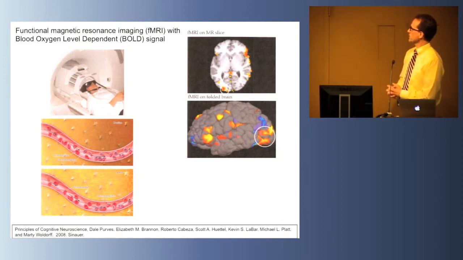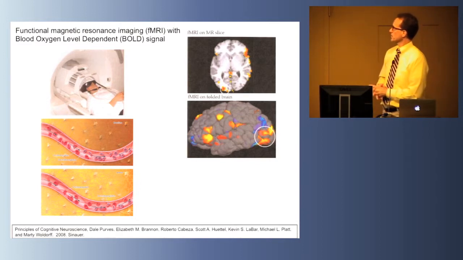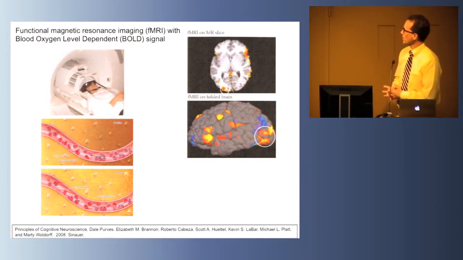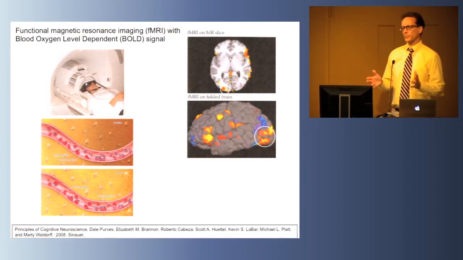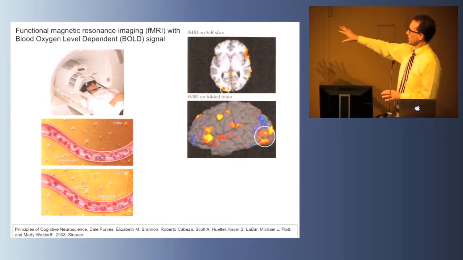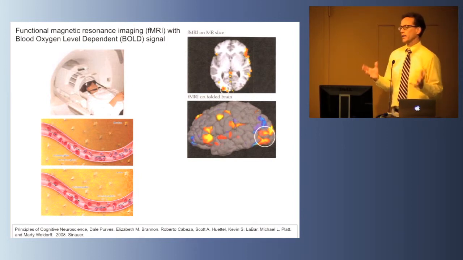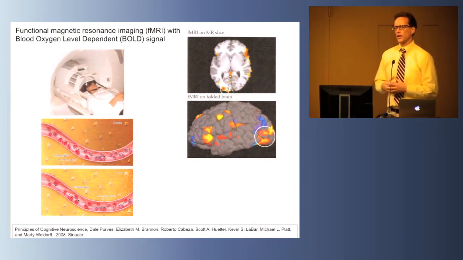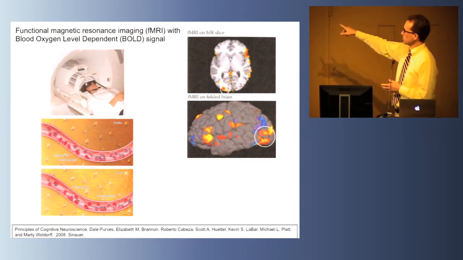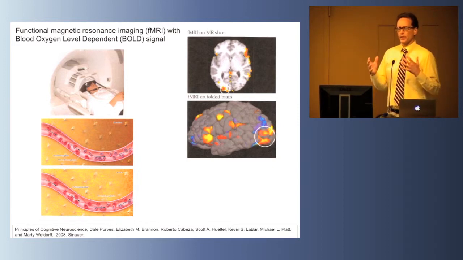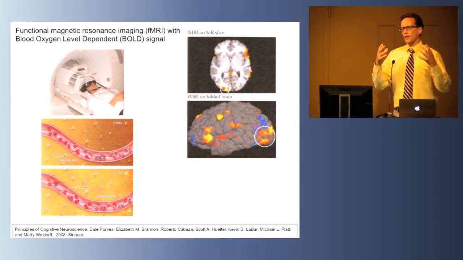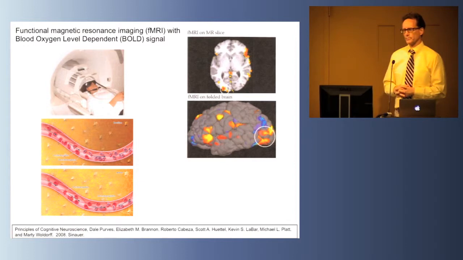Here's another way of showing the fMRI signal. We can show it in a slice on the upper right, or it's possible now with computer graphics to draw a three-dimensional rendering of the brain and then paint the brain activation patterns on it. So we see yellow and red, the hot colors meaning more blood oxygen utilization, and the blue colors portraying less blood oxygen utilization.